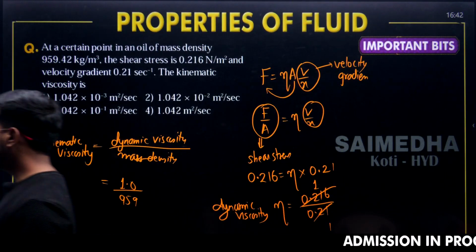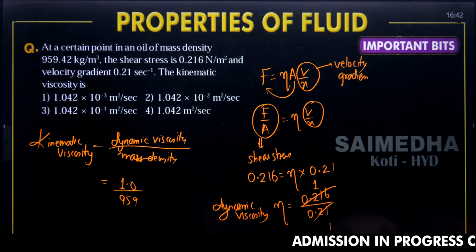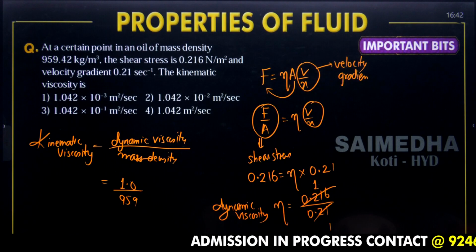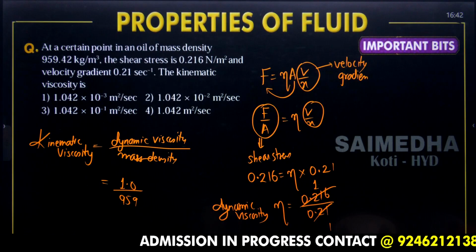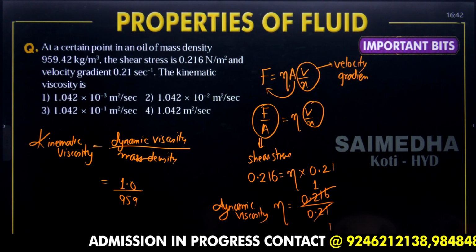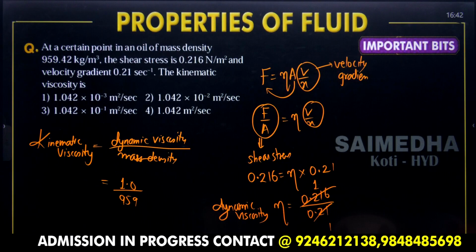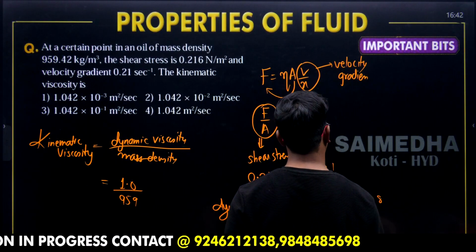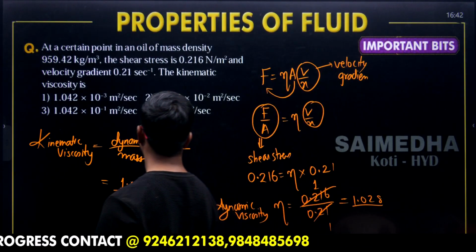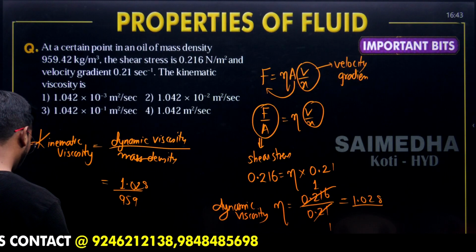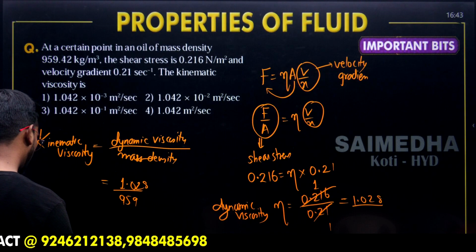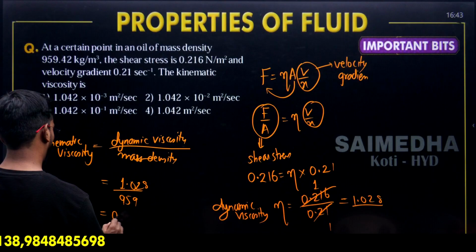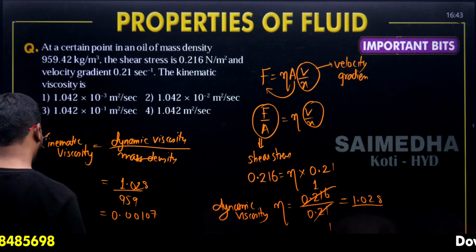Let me tell you the exact value here. Easily we can find out that it is 10 to the power of minus 3, but let me tell you the exact value for the confirmation. Okay. So the values are given as 0.216 divided by 0.21, that is 1.028, and that divided by 959. 1.028 divided by 959 is equal to 0.00107. Okay.